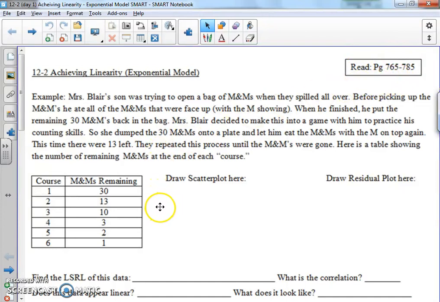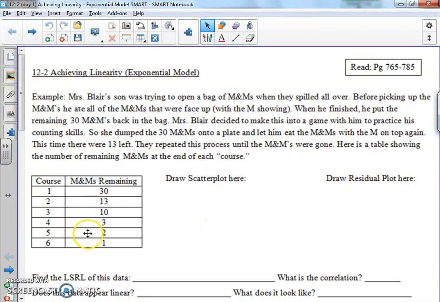Mrs. Blair's son was trying to open a bag of M&Ms when they spilled all over. But before picking up the M&Ms, he ate all the M&Ms that were face up, with the M showing. When he finished, he put the remaining 30 M&Ms back in the bag. Mrs. Blair decided to make this into a game with him to practice his counting skills. So she dumped the 30 M&Ms onto a plate and let him eat the M&Ms with the M on top again. This time there were 13 left. We repeated this process until the M&Ms were gone.